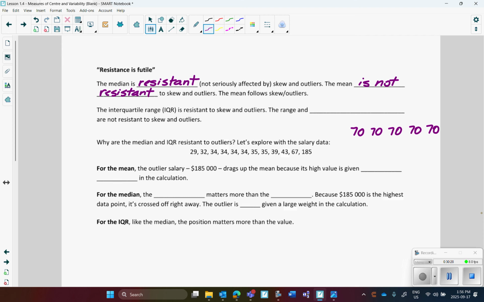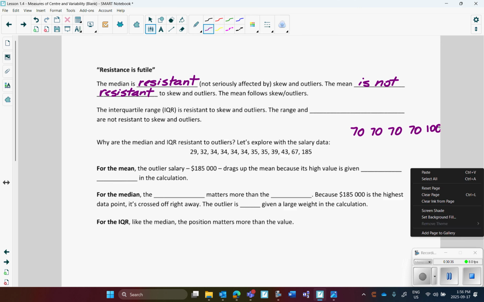But the teacher made a mistake. This is supposed to be 100. What's the median? 70. It didn't get pulled. But what's the mean? Well, 140, 280, 380 divided by 5, which is going to give us over 70. So notice the mean gets pulled up, but the median didn't. That's what I mean by resistance. Because now that's become an outlier, a significantly different value than the rest of the data.